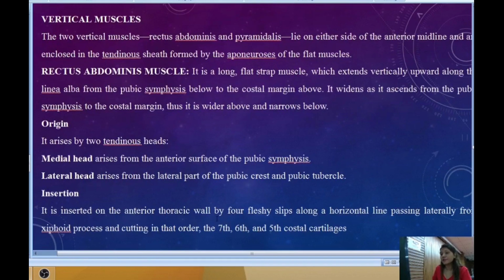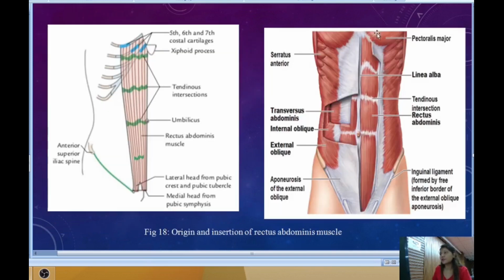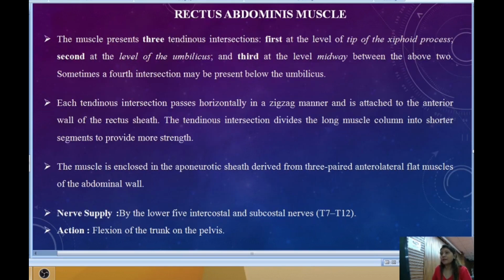The insertion is on the anterior thoracic wall by three fleshy slips along a horizontal line, passing laterally from the xiphoid process and cutting in the 7th, 6th and 5th costal cartilages. So insertion will be somewhere here. So this whole bulky muscle is the rectus abdominis muscle. Okay, the muscle presents three tendinous intersections.